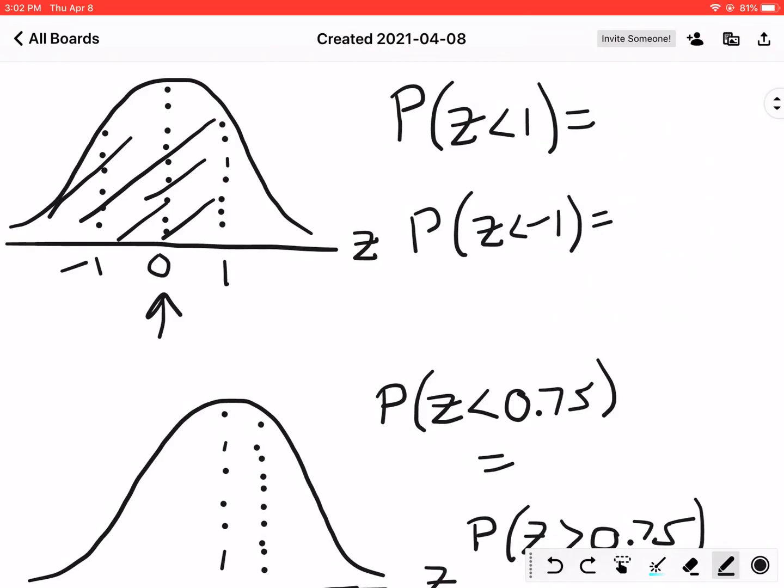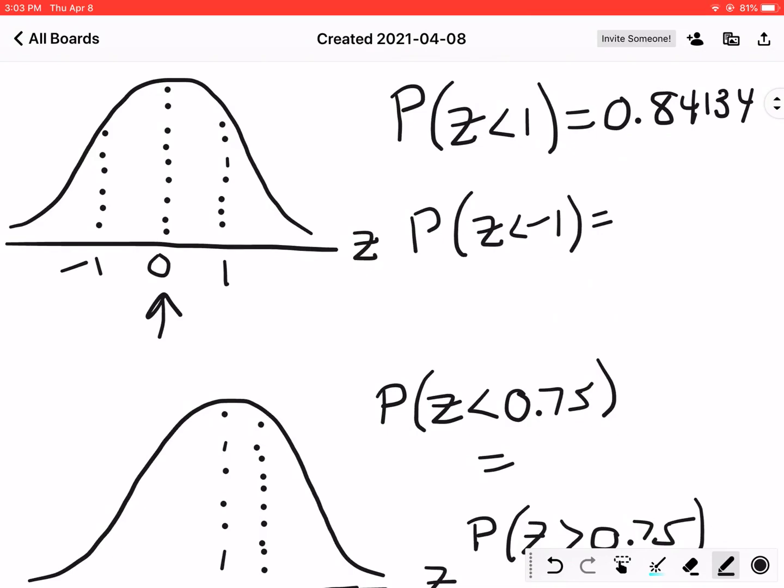What I'm going to do is look up in the table where Z equals 1. And what it should say there is 0.84134. So you should look up in the table where it says Z equals 1, and it's the first row, because that's actually 1.0, and you should be able to find 0.84134.